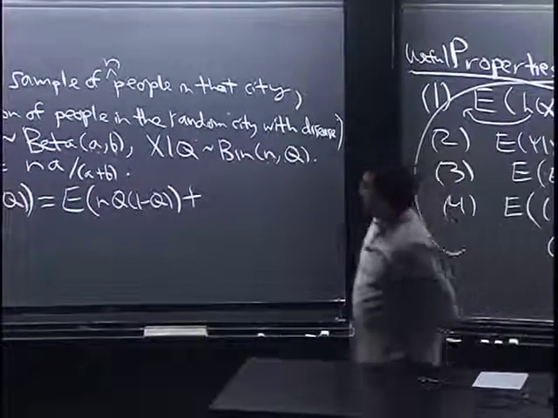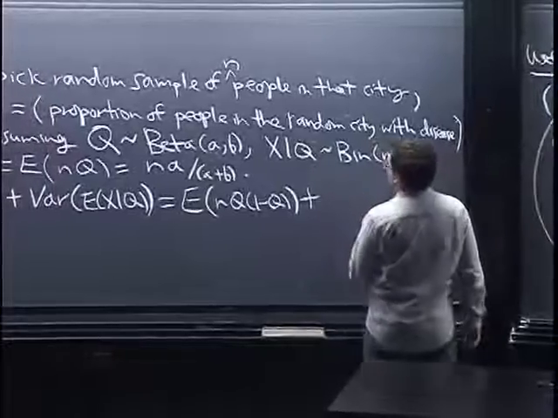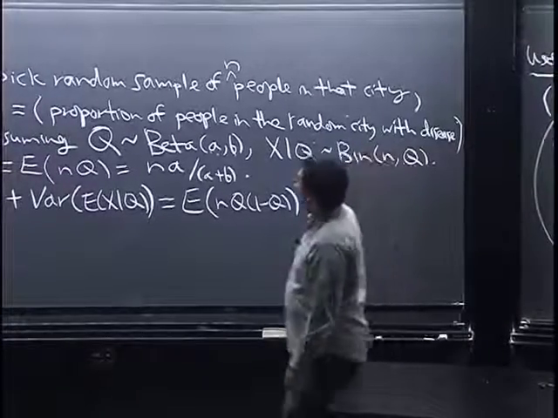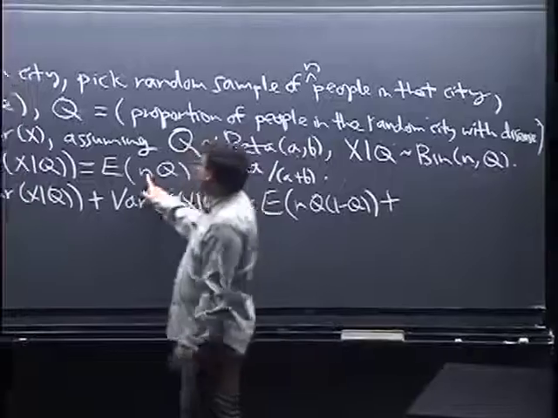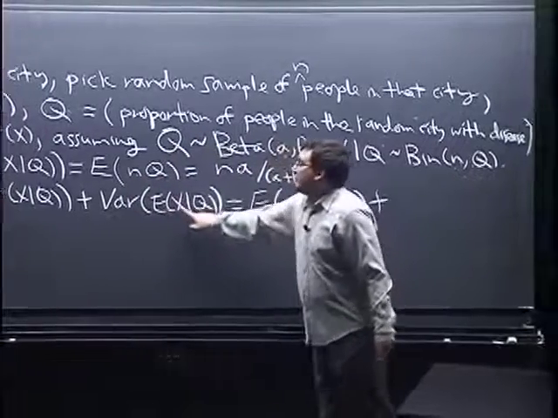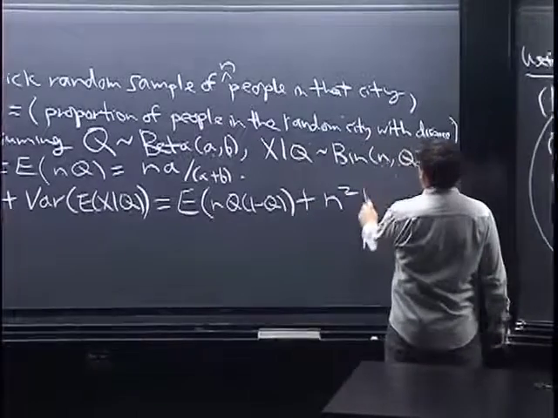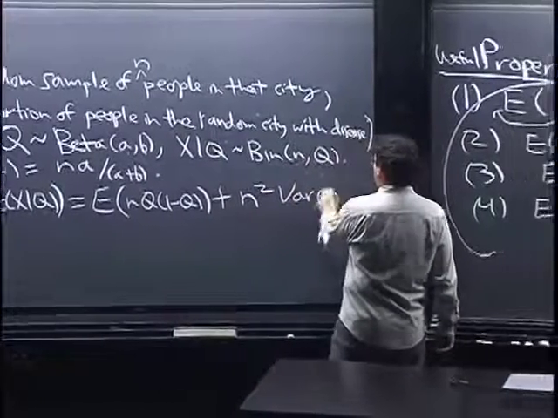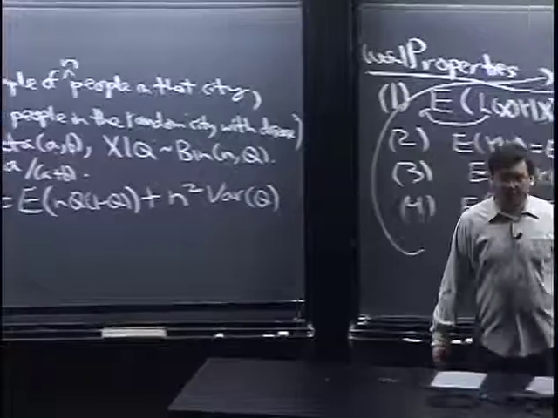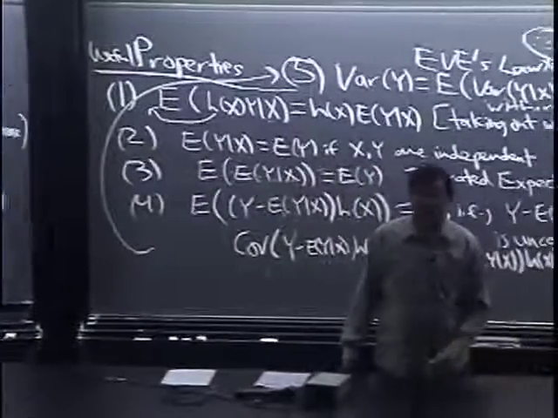For the other term, it's the variance of E of X given Q. Well, we just said that E of X given Q is nQ. So I just want the variance of nQ. N comes out as a square, so it's just going to be n squared times the variance of Q. Now we just have to compute those two things.